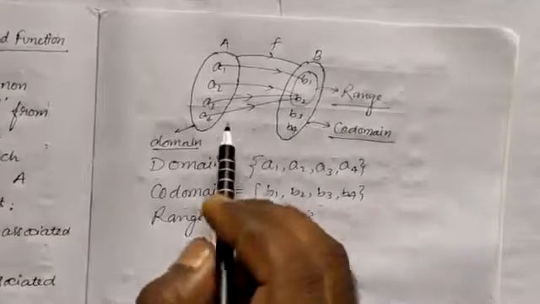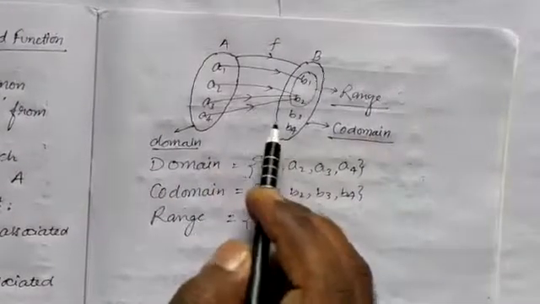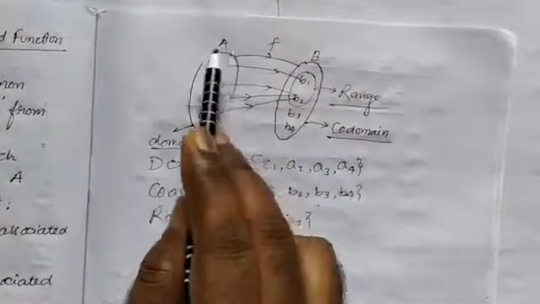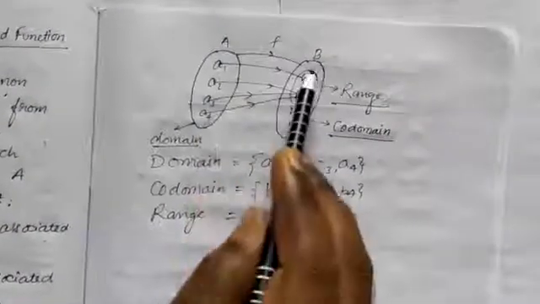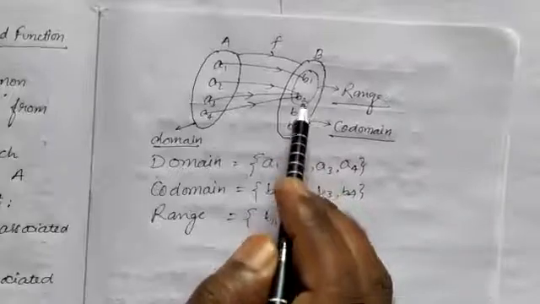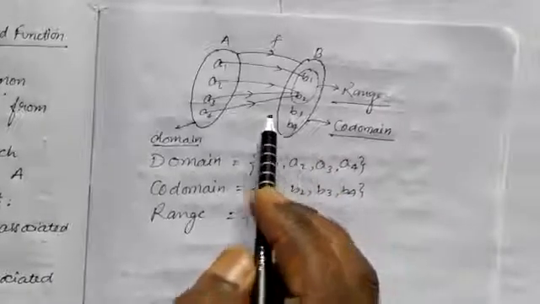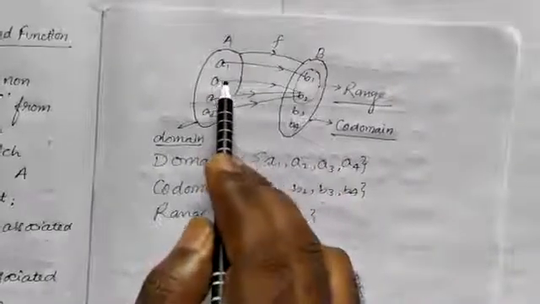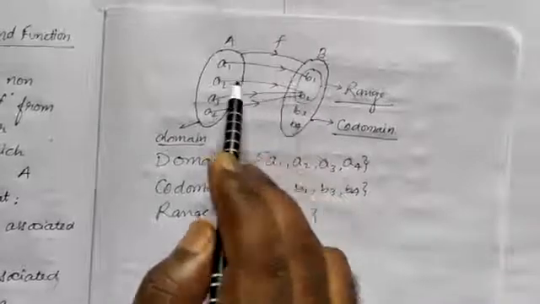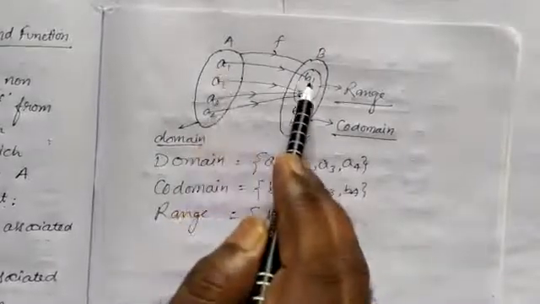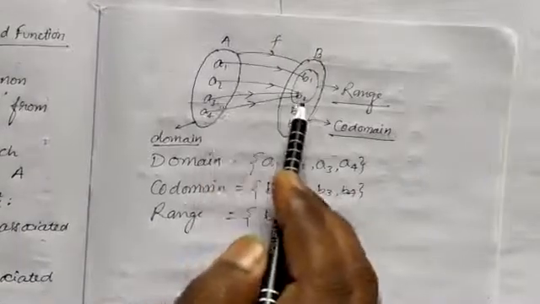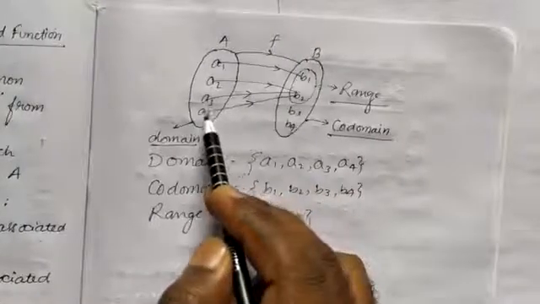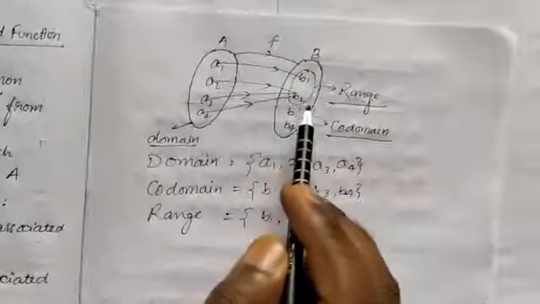Here is given one example in the graphical form of the function. Here set A contains elements a1, a2, a3, a4 and B contains elements b1, b2, b3, b4, and here the correspondences are shown by the arrows. A1 is related to b1, a2 is related to b2, a3 is related to b2, a4 is also related to b2.